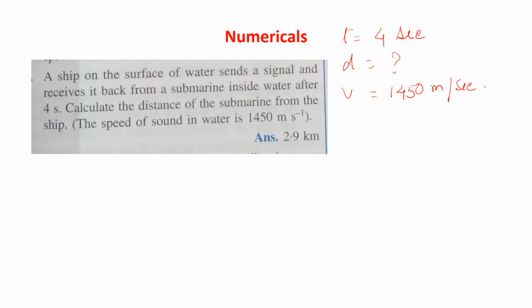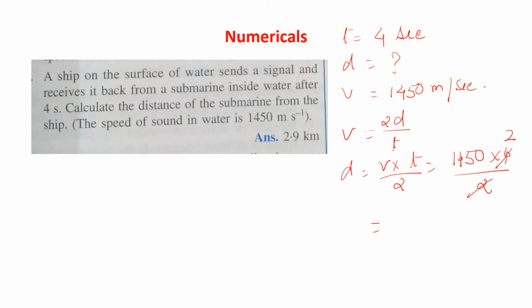So it's a sum of echoes. So V is equal to 2D by T. From there, D is equal to V into T by 2. So V is given 1450 into T is 4 divided by 2. Now how much is it coming? 2900 meter, which can be written as 2.9 kilometer. The answer. Am I clear to you?